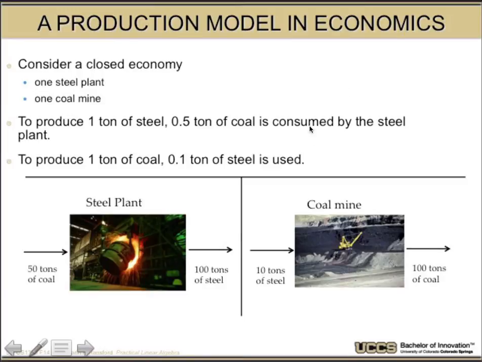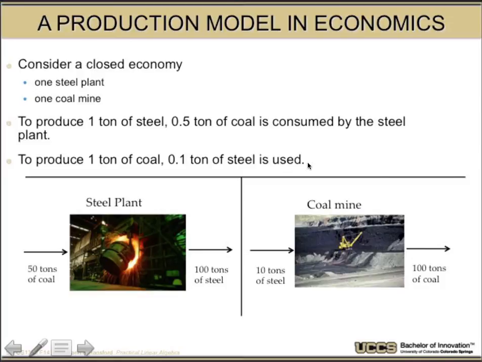Okay, so now we want to look at another example problem where we're going to apply SVD. We're going to look at production models in economics, and we're going to use this as a simple example of a broader class of equilibrium problems. Imagine we're considering a closed economy with one steel plant and one coal mine, and the two are related. I need steel to run the mine, and it takes coal to make steel. To produce 1 ton of steel, assume it takes half a ton of coal consumed by the steel plant. To produce 1 ton of coal, assume the coal mine needs 0.1 ton of steel.